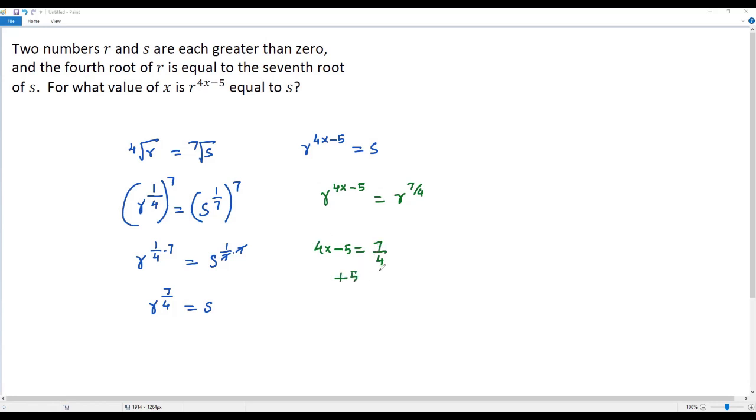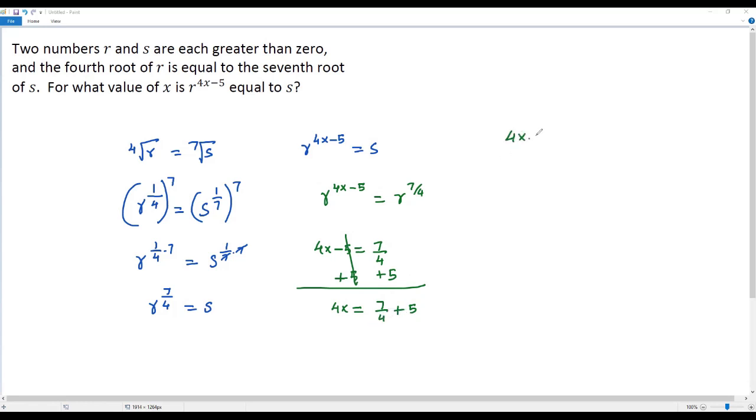Let me add 5 to both sides of the equation. This negative 5, positive 5 will cancel out. I am getting 4x equals 7 over 4, positive 5. On the right side, we are adding a fraction and an integer. Whenever I want to do addition or subtraction between a fraction and an integer, I have to multiply the integer by the denominator of the fraction. Once I am done with the multiplication, I can take the existing denominator as a common denominator. Let me continue over here.